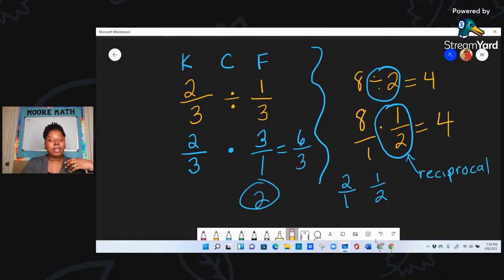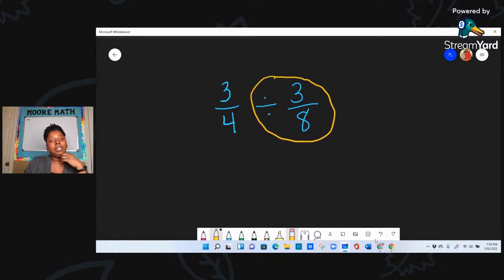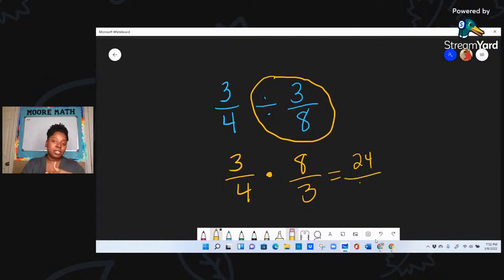So keep, change, flip. Again, they saw that dividing by a fraction is the same as just multiplying by the flip version of that last number. So let's do it one more time. 3/4 divided by 3/8. Okay. So dividing by this 3/8 is going to be the same as multiplying, flip it, by 8/3. And 3 times 8 is 24. 4 times 3 is 12. 24 divided by 12 is 2.